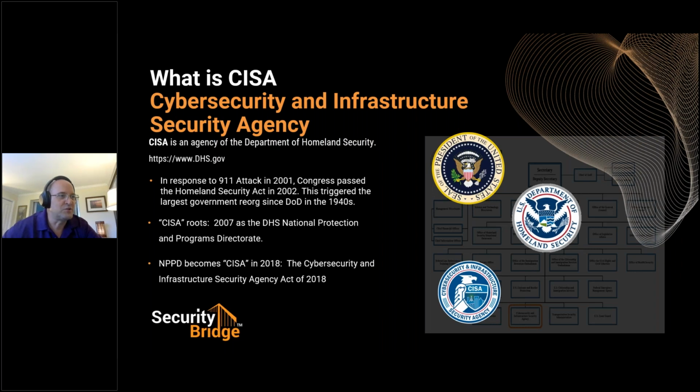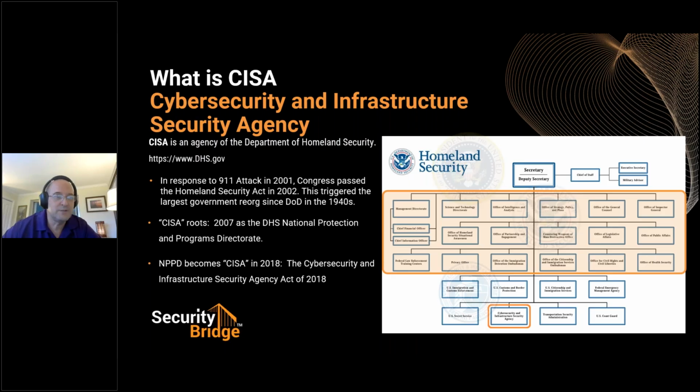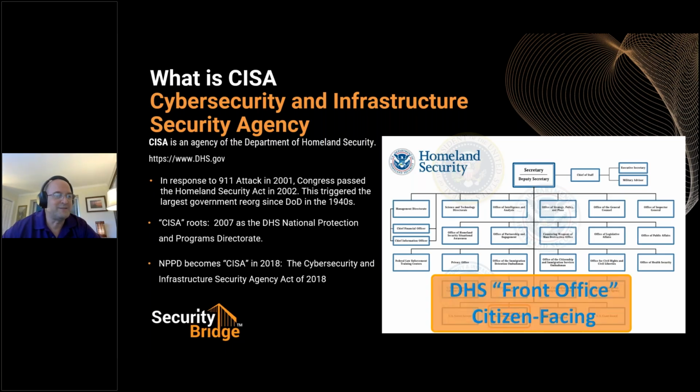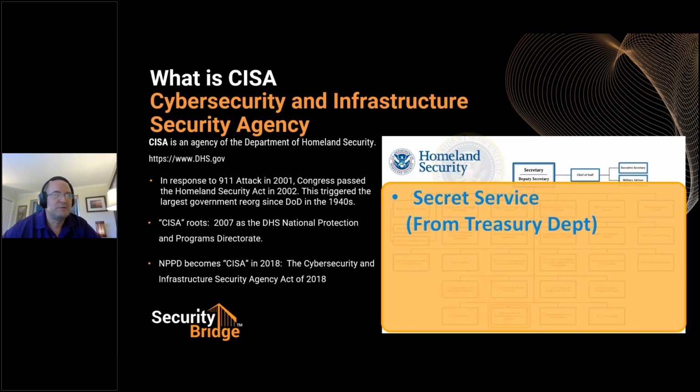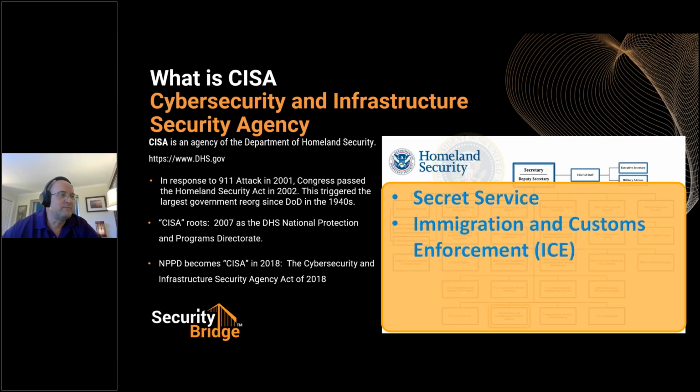It's mostly split up into what I would call a back office of directorates and offices. And then there is a front office. The front office would be more citizen-facing departments that you might be familiar with. So I'm going to go through a few of those. We'll just click through them pretty quickly. There is the Secret Service, which came from the Treasury Department. And they said, okay, let's put that into Homeland Security. Immigrations and Customs was brought over. Probably best known as ICE.